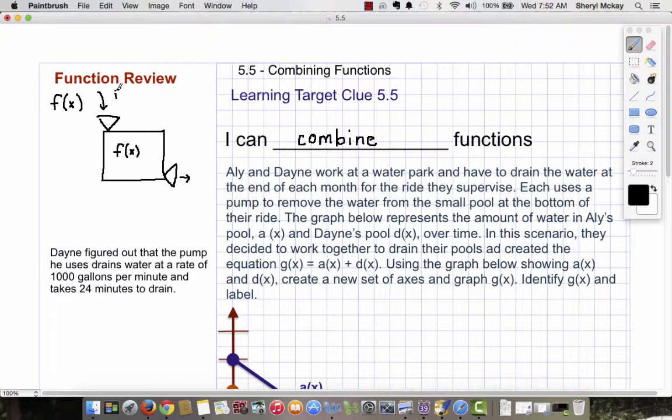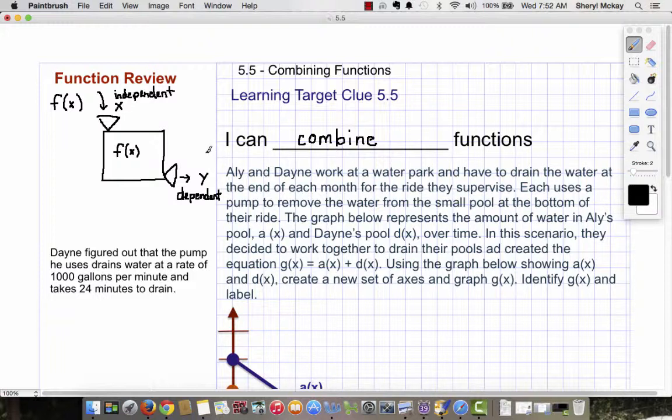This is called an independent variable, because we can put whatever we want in. And this is called the dependent variable, because it is dependent on the variable that we put in and what happens to it. So this is typically our x, and this is typically our y. So we put x in, something happens to it, we get a y out.